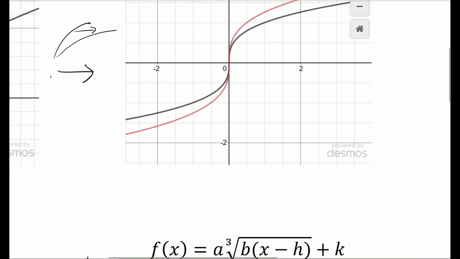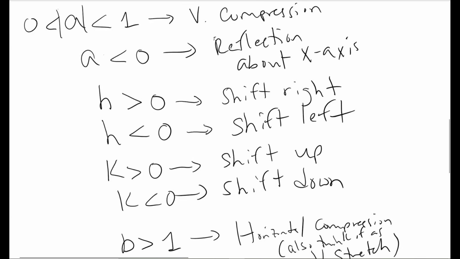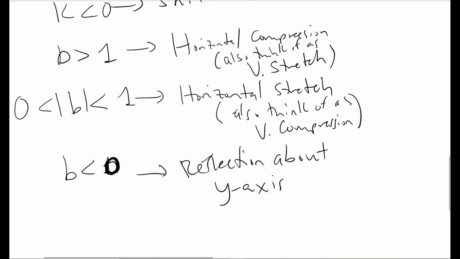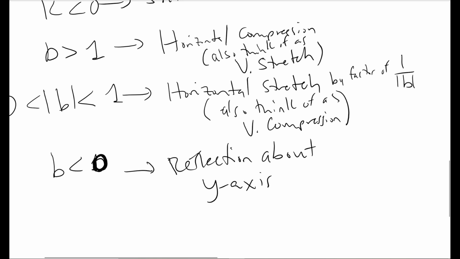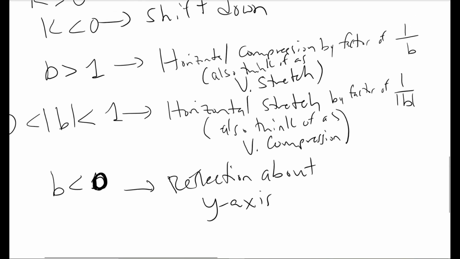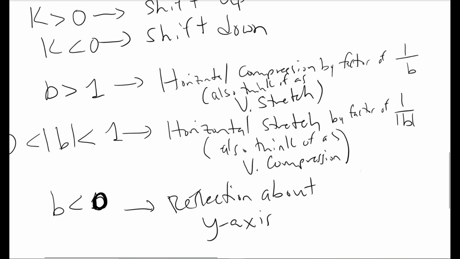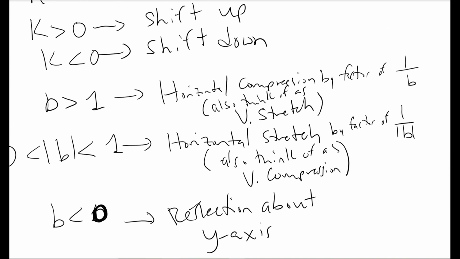So something to keep in mind, and we're going to add that to the transformations here. So when we're talking about b's, this is going to be a horizontal stretch by a factor of 1 over b. And then the same thing here, horizontal compression by a factor of 1 over b. So basically you just do the reciprocal. So if it was a half, it would be a 2. If you are doing a compression by 2, it's really dividing it by 2 instead of multiplying by 2.